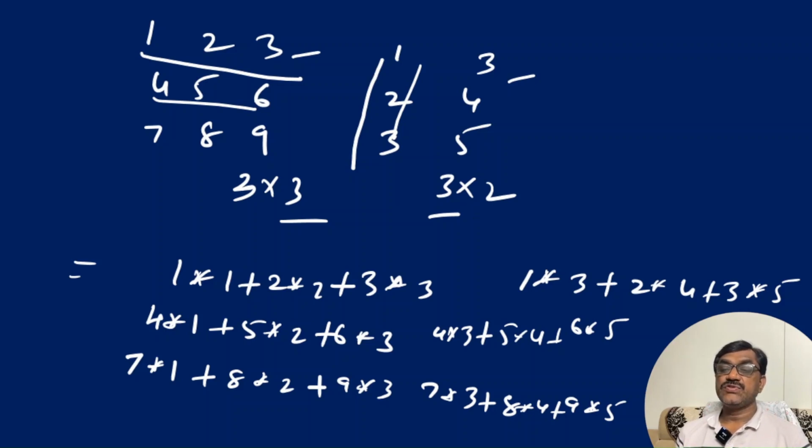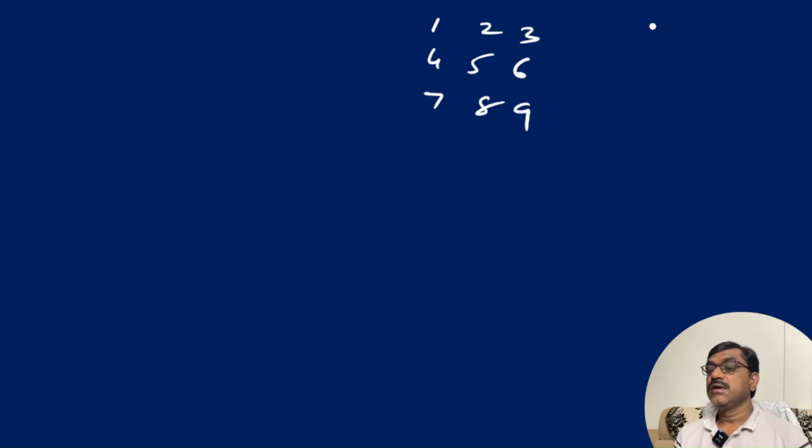Now, how to multiply these two matrices using Visual Studio Code? How to write the code? The important code is what we are going to discuss here. See, we consider 1, 2, 3, 4, 5, 6, 7, 8, 9, and here 1, 2, 3, 4, 5, 6. Please remember, this is a 3 by 3 matrix and this is a 3 by 2 matrix.